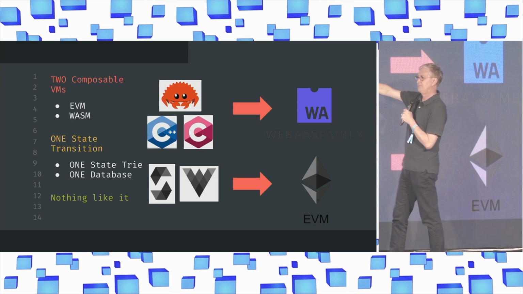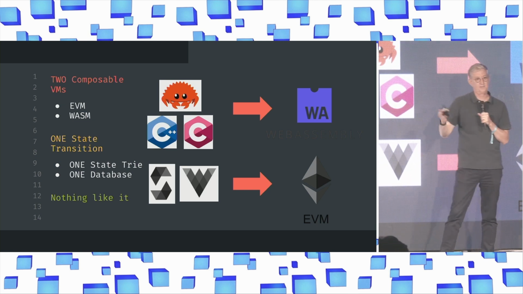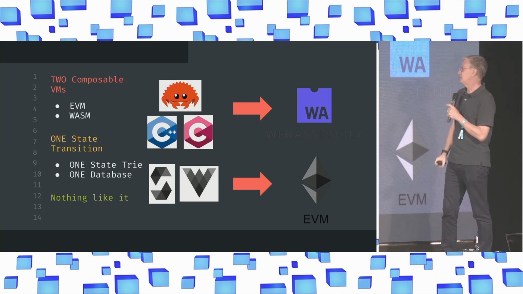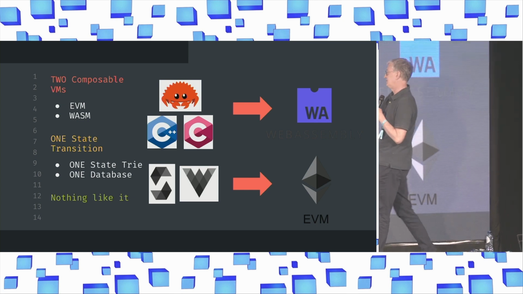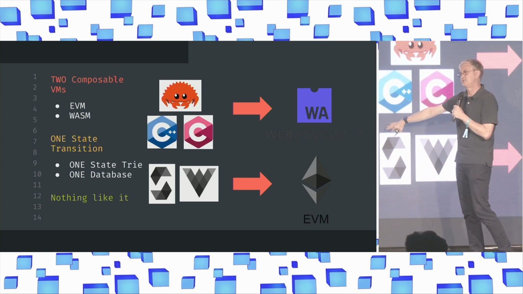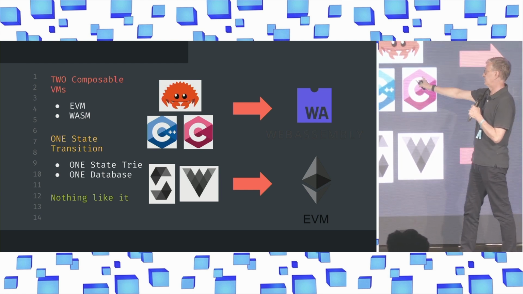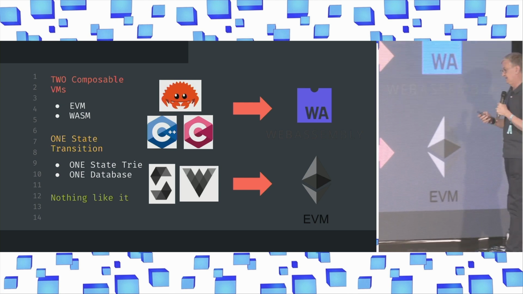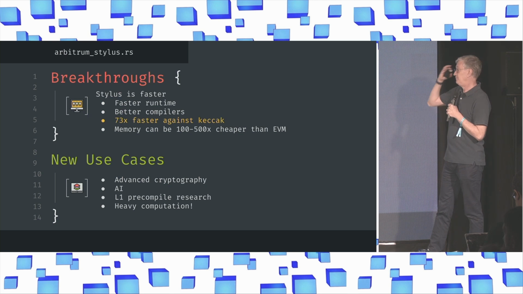Basically, we took an EVM implementation and a WASM implementation, Wasmer, which is the most popular and mature WASM VM, and integrated them together to give a single state transition. There's a single state trie, which is exactly in the Ethereum format, which you're using regardless of which language you're in. One database. There's really nothing else like it in the ecosystem. And this has a bunch of really big advantages.